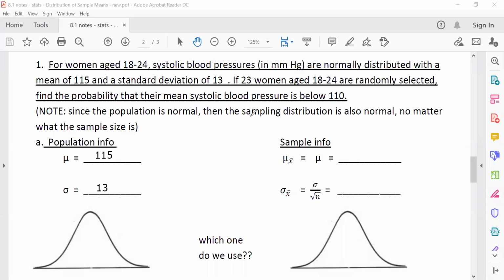So the mean of the sampling mean, which sounds weird, but the sampling mean, X bar, is normally distributed with a mean that's the same as the population. But its standard deviation is not going to be 13. It's going to be 13 divided by the square root of 23, because 23 is the sample size.